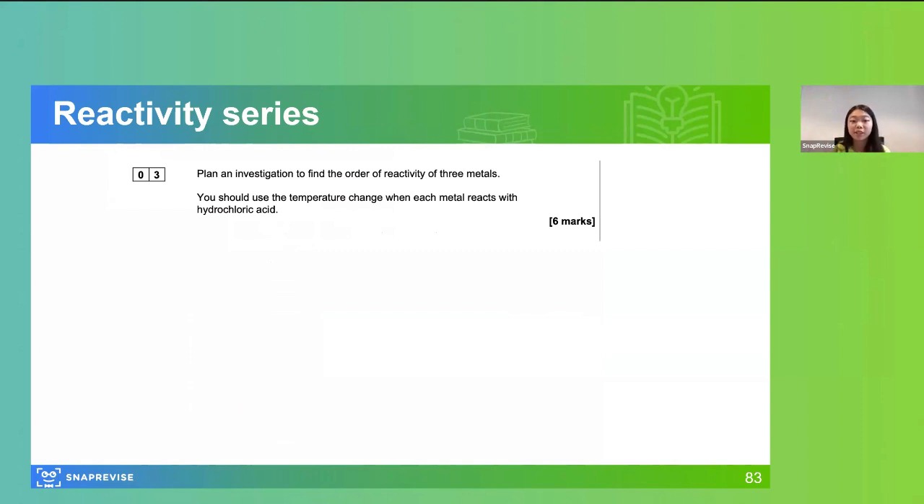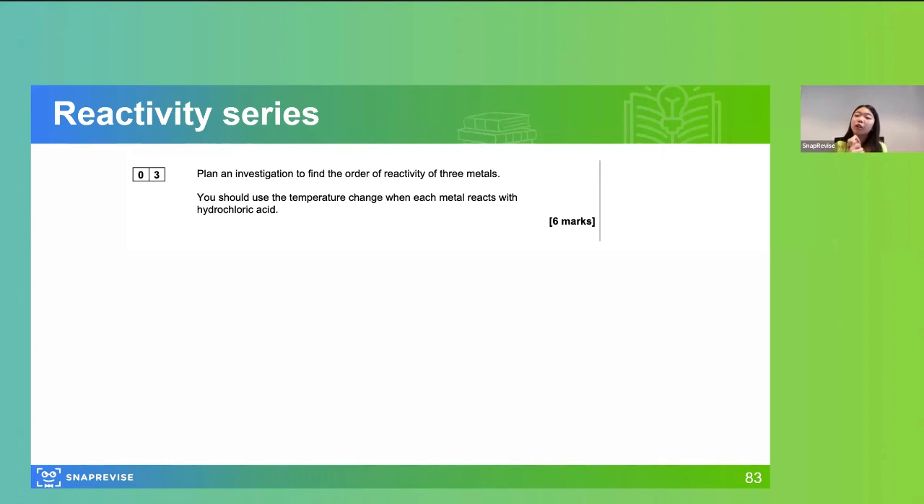It's telling you to plan an investigation to find the order of reactivity of three unknown metals, and you can figure it out using the temperature change. So describe the experiment. Let's start with one metal. You're going to react this metal with some acid. It says here hydrochloric acid. Mix it, put it in a polystyrene cup, and figure out the temperature change. There are definitely more details than what I just said, but it's just describing that experiment.